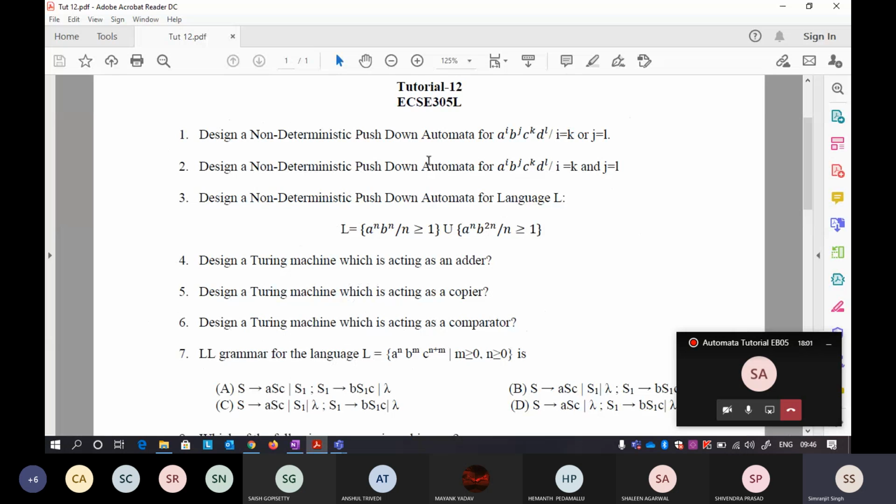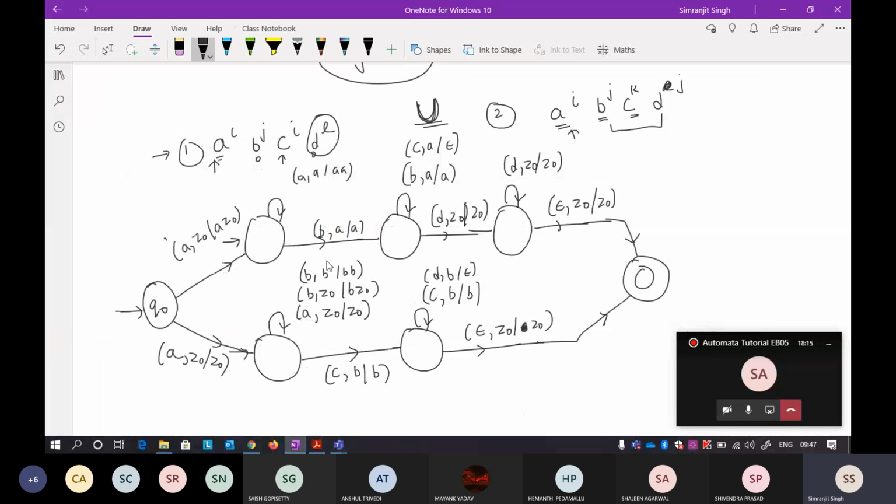See the next question again, it's also a non-deterministic push down automata, but in this one there is an and here. So for this particular question you cannot design a non-deterministic push down automata, because in the previous question, because of this or I am able to split the question. Okay, so this particular question will become i equal to k, and this was j equal to l.